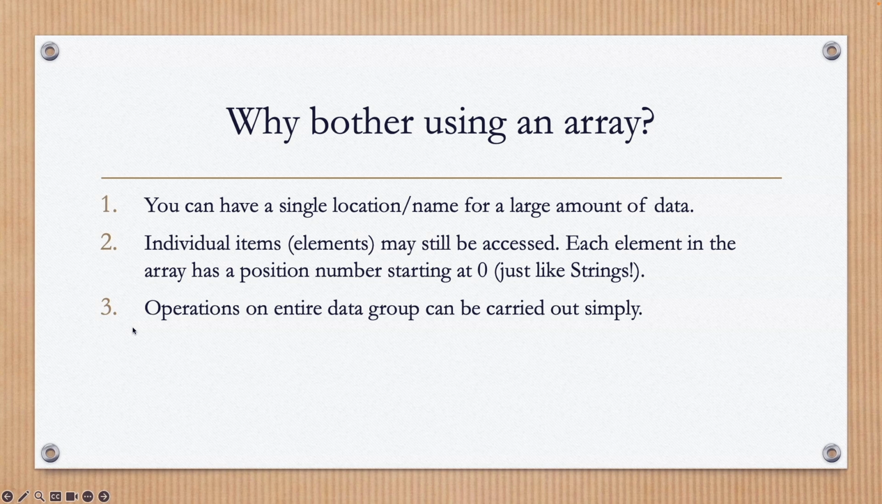The reason why we're using an array is to store multiple data values. That's the main reason. And each of the items in the array can be accessed using a position number starting at 0, just like strings. And we can also perform operations with these values very simply. So we're going to take a look at that together.